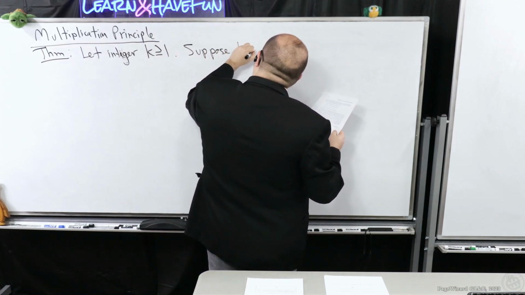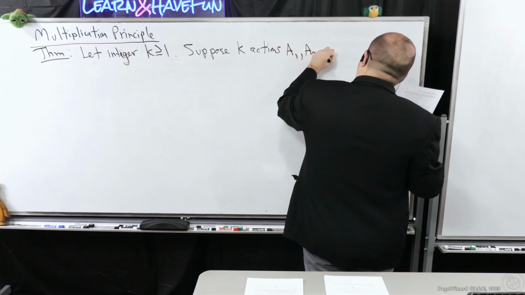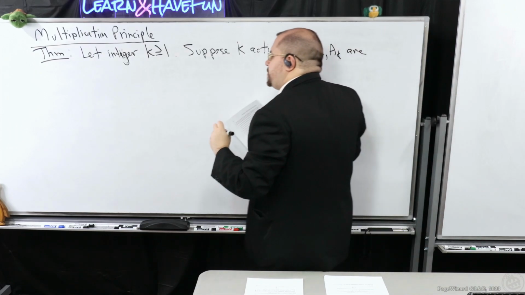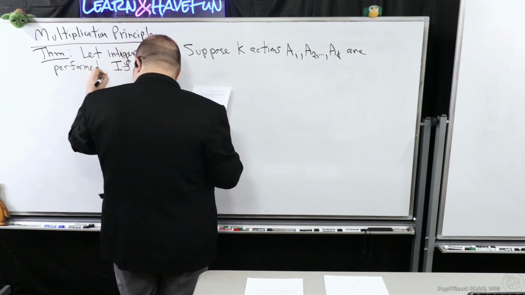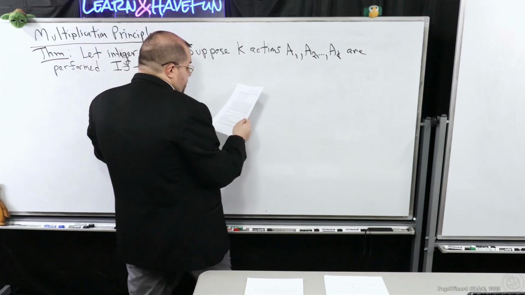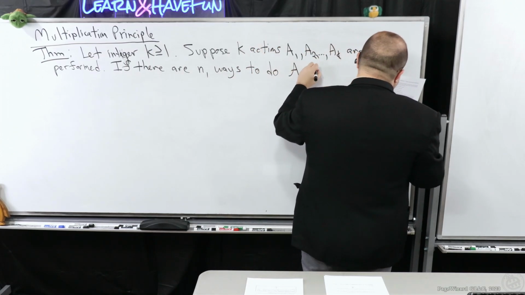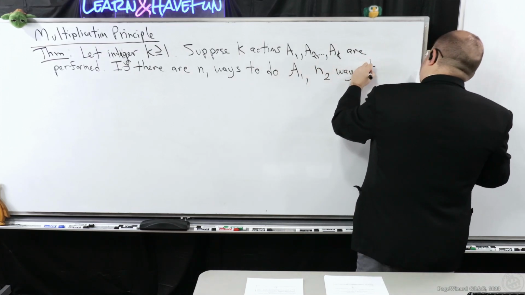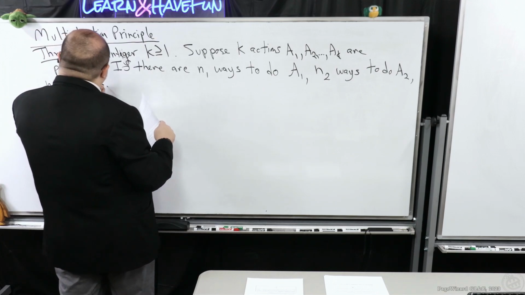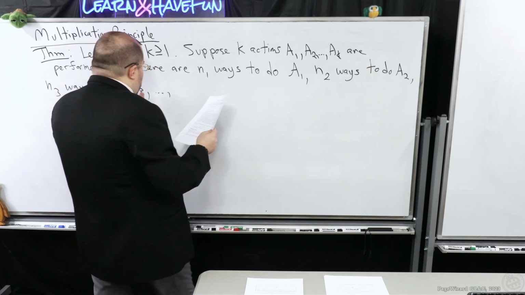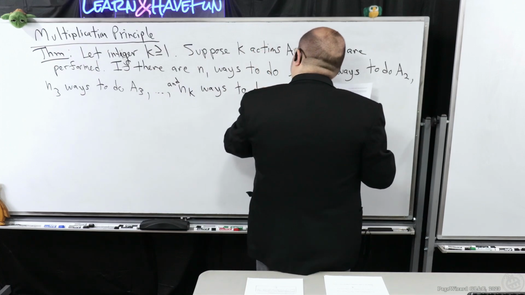Suppose k actions A1, A2, all the way up to AK are performed. If there are n1 ways to do A1, and n2 ways to do A2, and n3 ways to do A3, and so on up until nk ways to do AK.